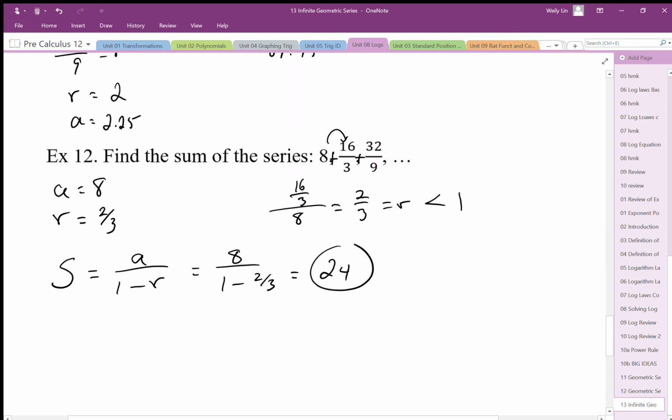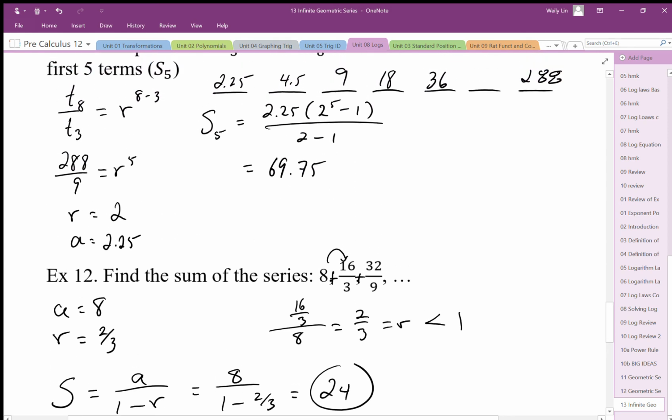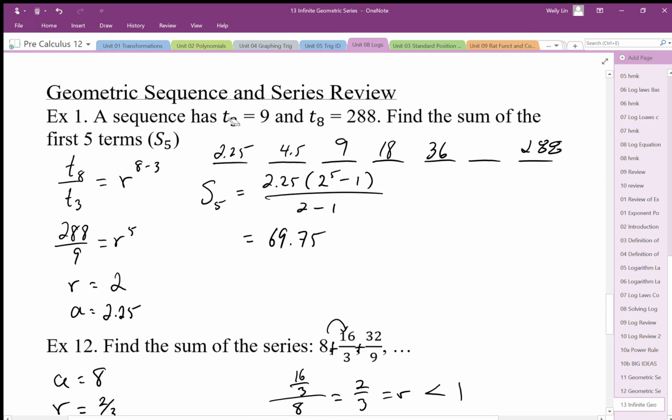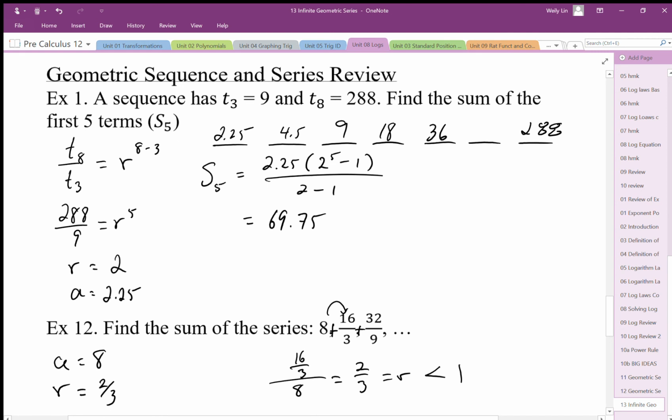So these are some main ideas. We have our sequences, we have our series, and we have our infinite series. Those are some things that we want to be thinking about when we're preparing for these assessments.